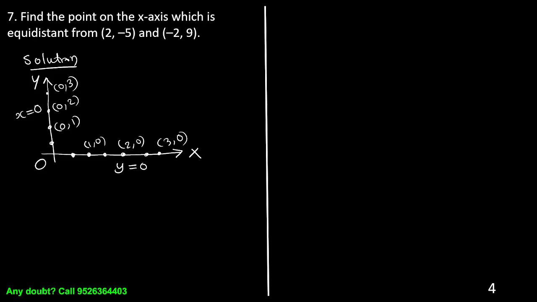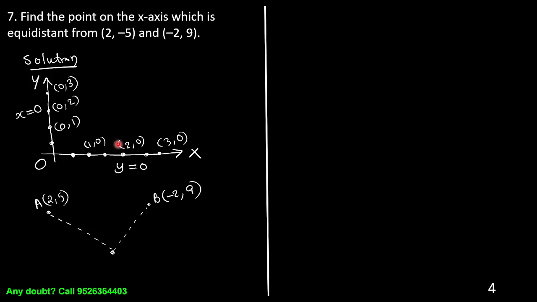So our question is, find the point on x-axis which is equidistant from (2, -5) and (-2, 9). This is a rough picture. We have two points, A and B. Find the point on x-axis which is equidistant from A and B. We have to find this point. Where is the point which is equidistant from A and B? In the question it is mentioned that this point lies on x-axis.